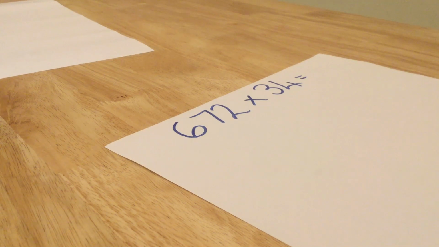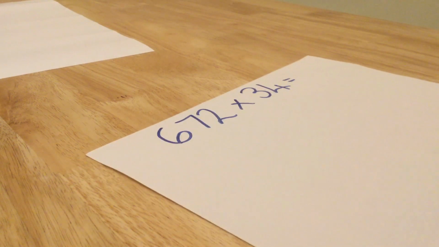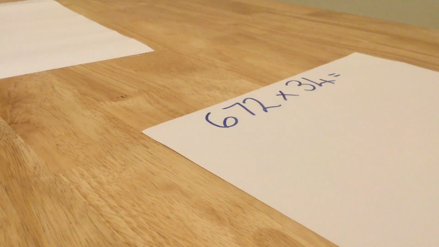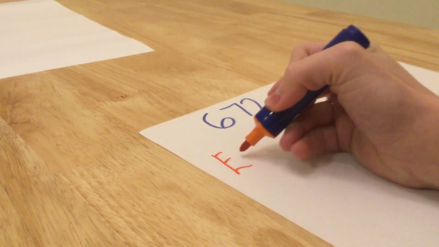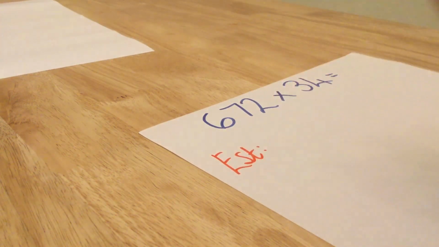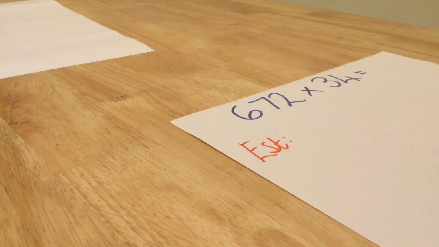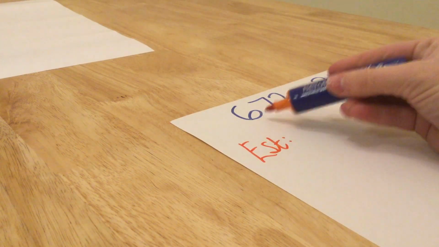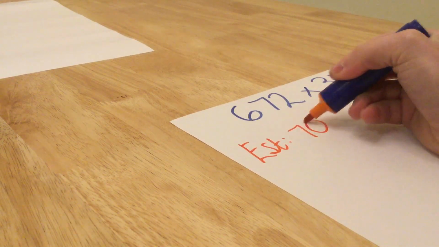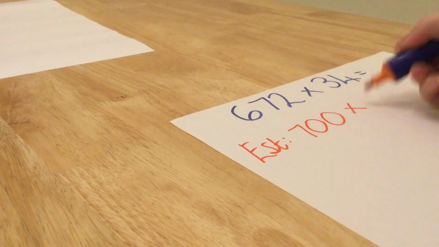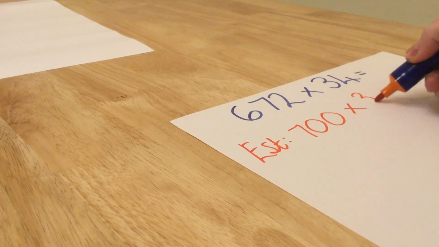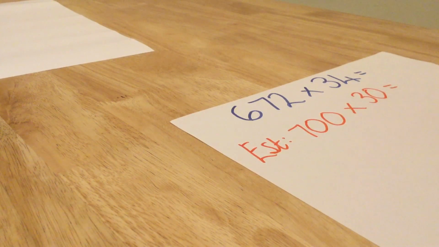We're going to use long multiplication to times a 3-digit number by a 2-digit number. But first we're going to estimate so that we know roughly what the answer should be, and then we can check at the end. So to estimate, I'm going to round this number to the nearest 100, so I'm going to round it up to 700. And I'm going to round this 2-digit number to the nearest 10, so I'm going to round it down to 30.